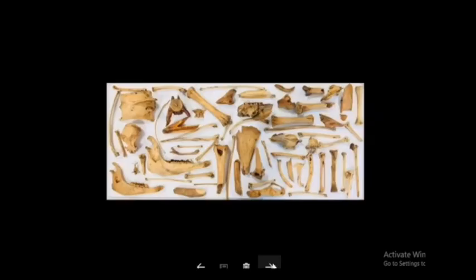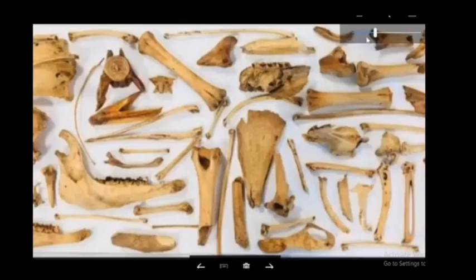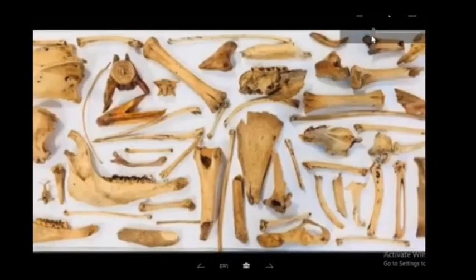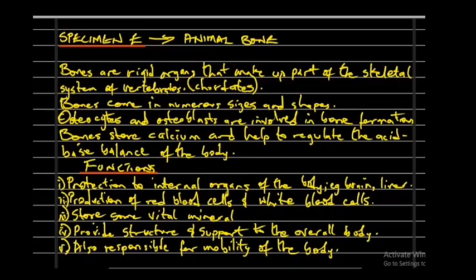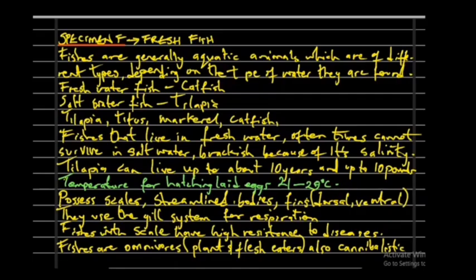So these are other bones that have been put together here. You can see them. These are numerous bones that have been identified and put together. They come from different parts of the body of the animals. So let us move to the next specimen now, which is specimen F.